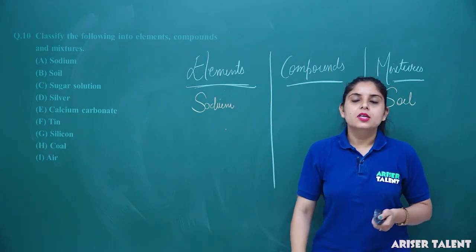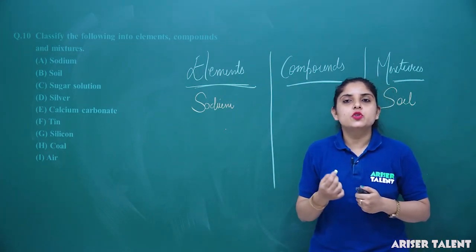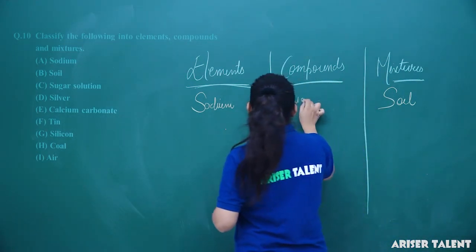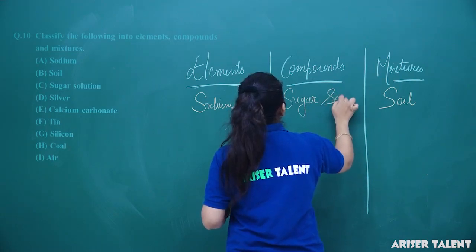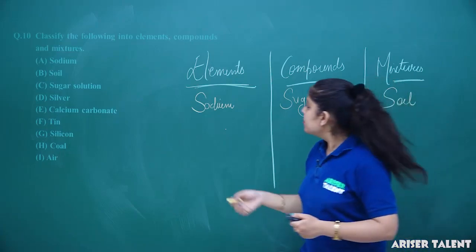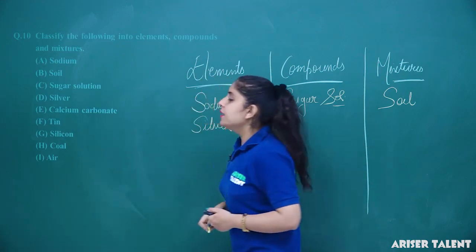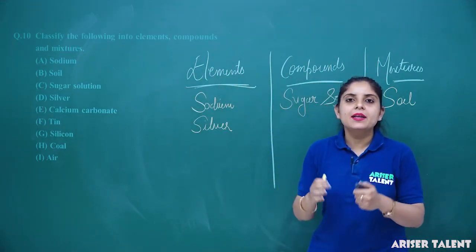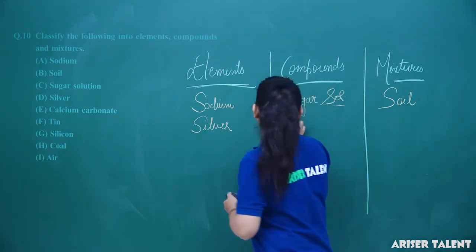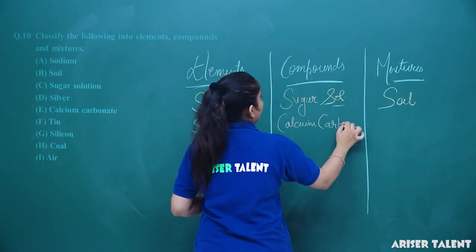Sugar solution. Sugar solution is again, you have sugar dissolved in water, so you will get a sugar syrup and it is actually a compound. So sugar solution is a compound. Silver. Silver is a metal, so it is again element. Calcium carbonate. Calcium and carbon and oxygen. So it is a mixture of 3 types of elements, so it is a compound. So calcium carbonate is a compound.